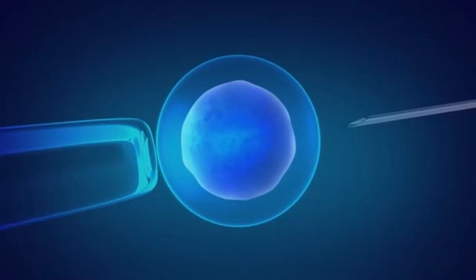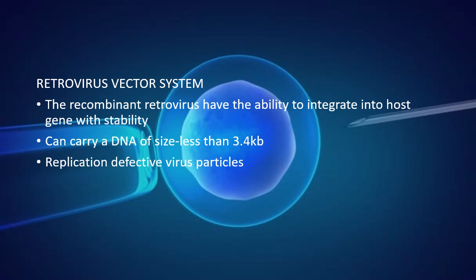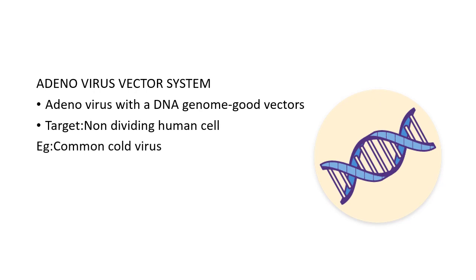Viral vector systems are classified into retrovirus vector system. This is the recombinant retrovirus that has the ability to integrate into the host genome with stability. This can carry a DNA of size less than 3.5 kb. Replication defective virus particles. Target cell dividing. Adenovirus vector system. Adenovirus with the DNA genome are very good vectors. Target non-dividing human cell. Example, common cold virus.